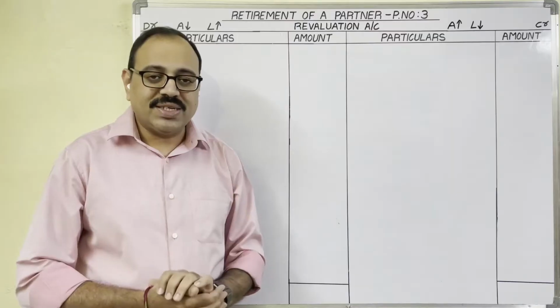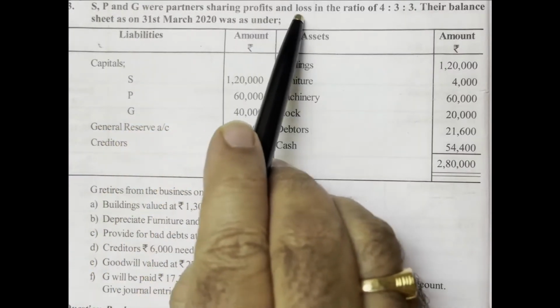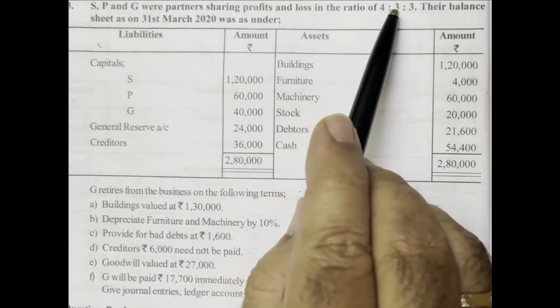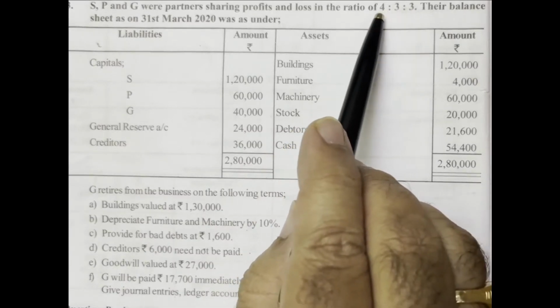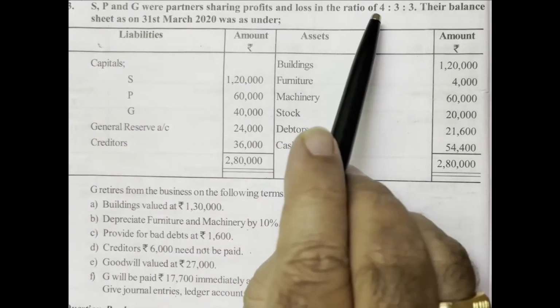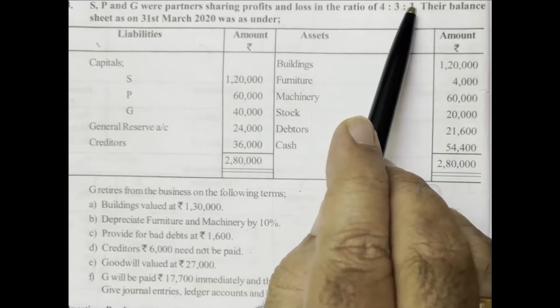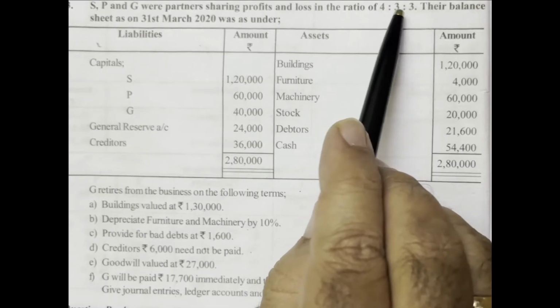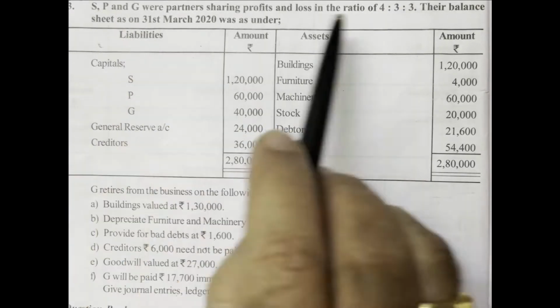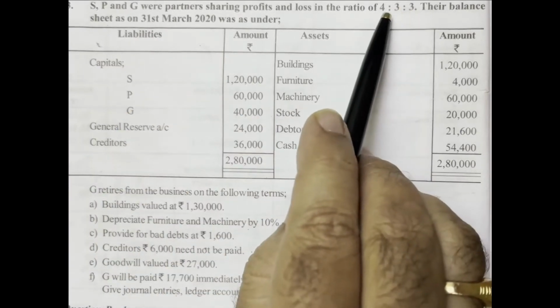Let us see the question first. S, P and G were partners sharing profits and losses in the ratio of 4:3:3. So this is known as the old profit and loss ratio. S's share is 4 by, add these three numbers, 4 plus 3 plus 3, 10, so 4 by 10. P's share is 3 by 10. G's share is 3 by 10.